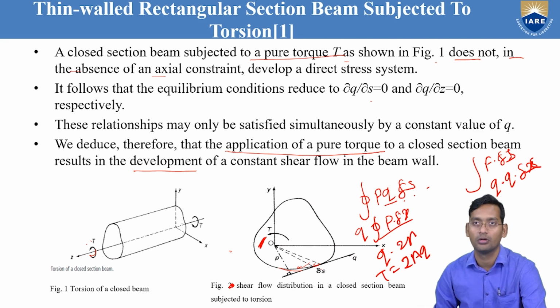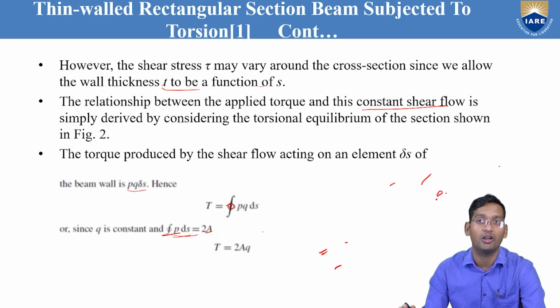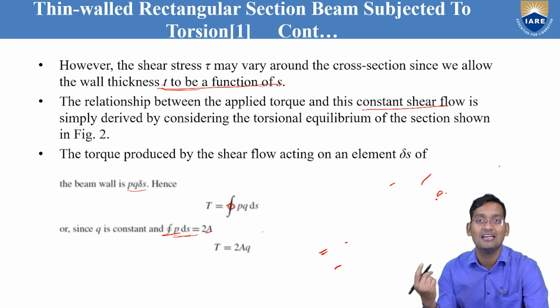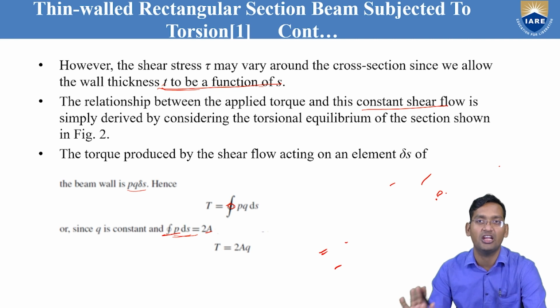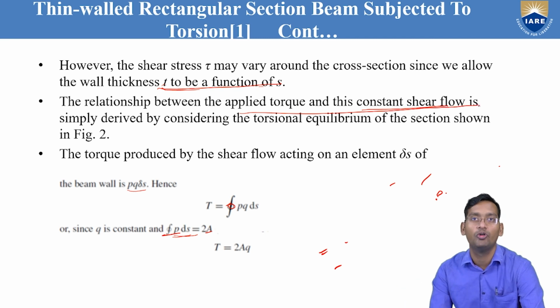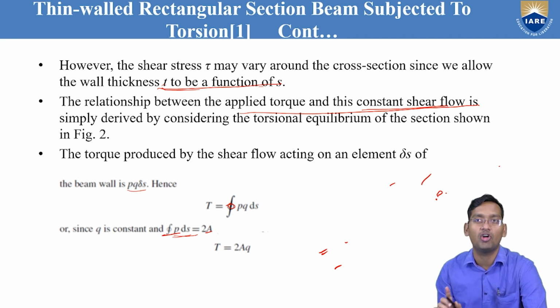Clear? Okay. So next, however, the shear stress tau may vary around the cross section since we allow the wall thickness t to be a function of s, meaning along s, t will also change. It's not necessary that t should be constant. Because of the applied torque, a constant shear flow will be developed. That we had also seen in the previous slide. So it is simply derived by considering the torsional equilibrium.